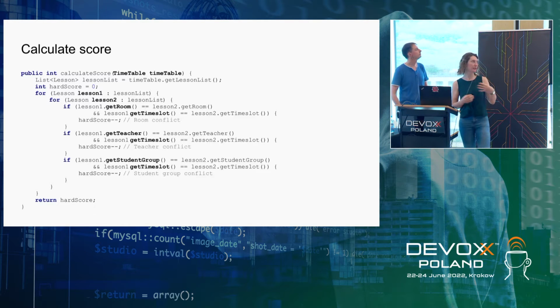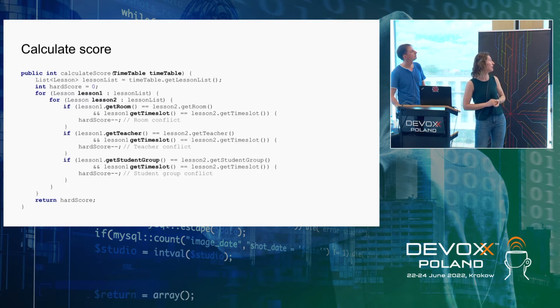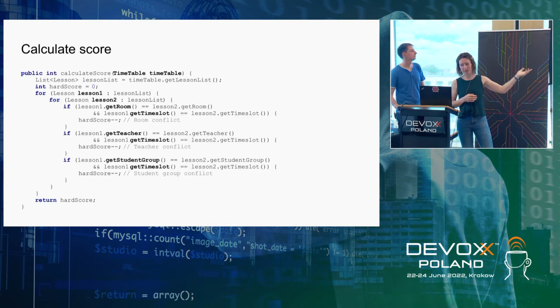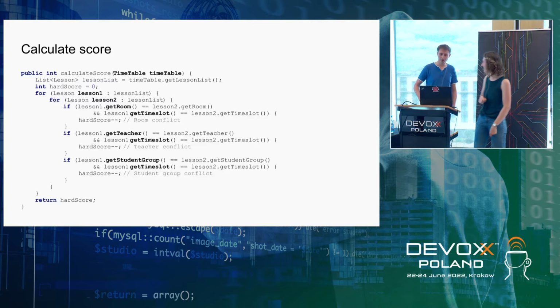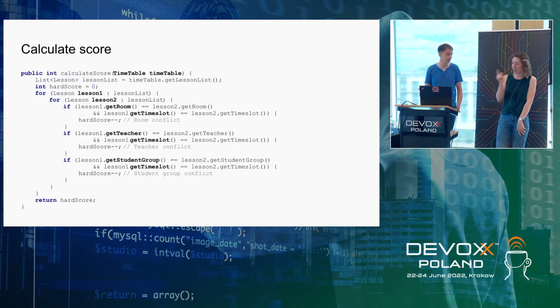So we will use something like score calculation. So to evaluate whether this is a bad solution or not, we will pass the timetable state to this function, and it will go lesson by lesson and check if these two lessons have the same room at the same time. We will penalize it. The same teacher with the same time slot, we will penalize it as well, and the same student group with the same time slot. Penalize. So if the score is negative, if the score is below 0, we have a bad solution, basically. Yeah, that's true.